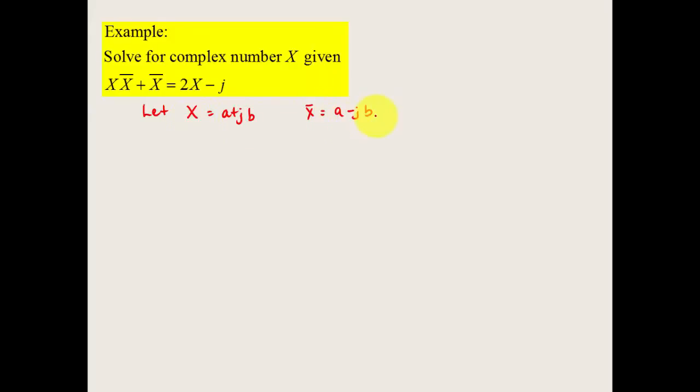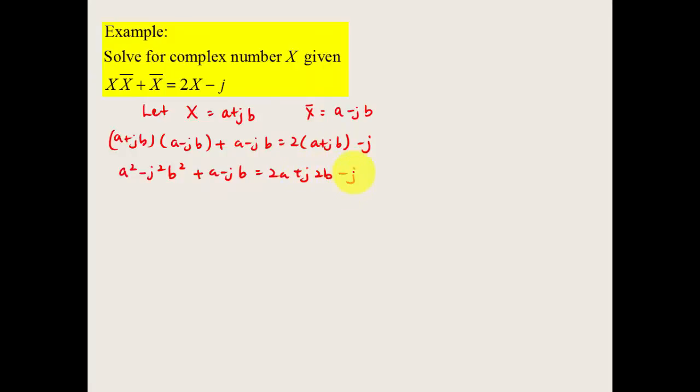Now that we know what x and x conjugate are, I'm going to substitute into the equation given. So x becomes a plus jb, x conjugate is a minus jb, x conjugate again, a minus jb, 2 times a plus jb minus j. Let me tidy up the equation here. Expanding these two, I have a squared minus j squared b squared. Multiplying 2 inside, this is what I get. Let me simplify some more. j squared is negative 1, so this becomes a squared plus b squared.